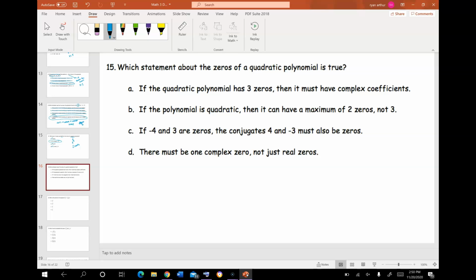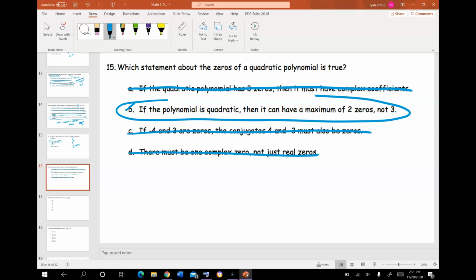Next one, which statement about the zeros of a quadratic polynomial is true? Remember, you have 2 zeros in a quadratic. So let's look. If the quadratic polynomial has 3 zeros, nope, a quadratic only has 2 zeros. If the polynomial is quadratic, then it's going to have a maximum of 2 zeros, not 3. Well, that's true so far. If negative 4 and 3 are zeros, the conjugates are, that's 4 zeros right there. You've got to only have 2 zeros. There must be one complex zero, not just real. Well, that doesn't always have to be true. But this one is always true. It can only have a maximum of 2 zeros.